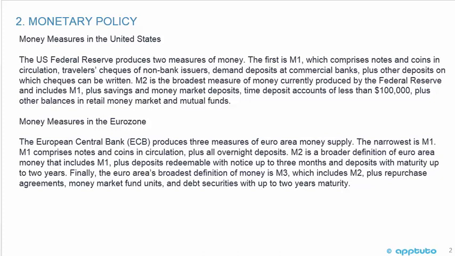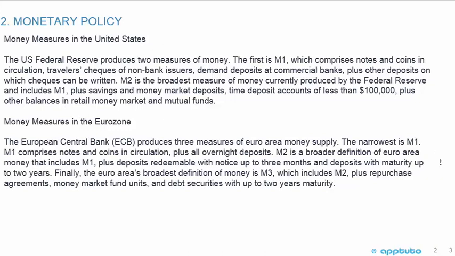When we move to the Eurozone, the European Central Bank produces three measures of Euro area money supply. The narrowest is M1. M1 comprises notes and coins in circulation, plus all overnight deposits. M2 is a broader definition of Euro area money that includes M1, of course, plus deposits redeemable with notice up to 3 months and deposits with maturity up to 2 years. Finally, the Euro area's broadest definition of money is M3, which includes M2, of course, plus repurchase agreements, money market fund units, and debt securities with up to 2 years maturity.